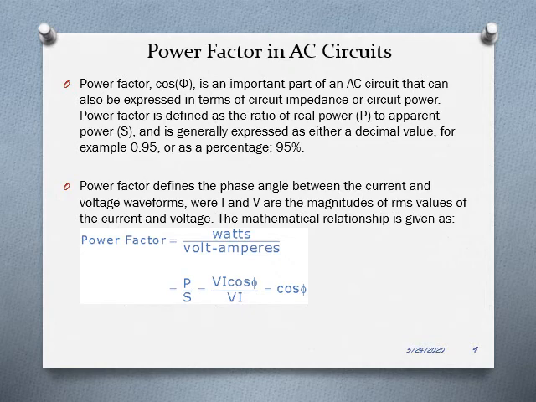Another definition for power factor is that the power factor defines the phase angle between the current and voltage waveform, where I and V are the magnitudes of RMS values of voltage and current. In terms of power, power factor PF or cos phi is equal to active power divided by apparent power. That is, unit is watts per volt ampere, or P by S, or VI cos phi divided by VI. So VI gets cancelled, you get power factor cos phi in terms of power.